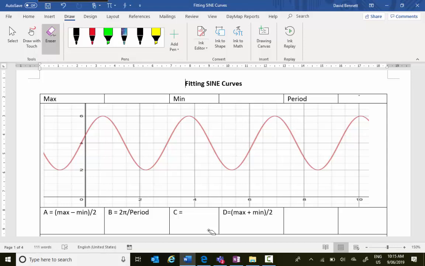The first one is, what is the maximum value my sine curve gets to? If you're looking here, the maximum it gets to is in fact 6, so we're going to write 6 there. The minimum value it gets to is 2.